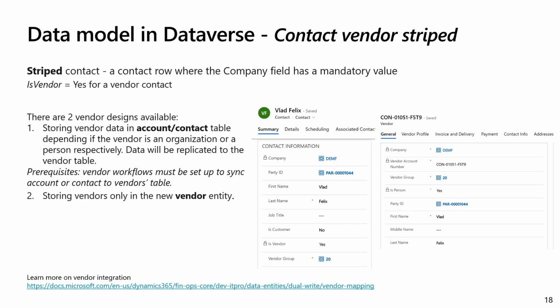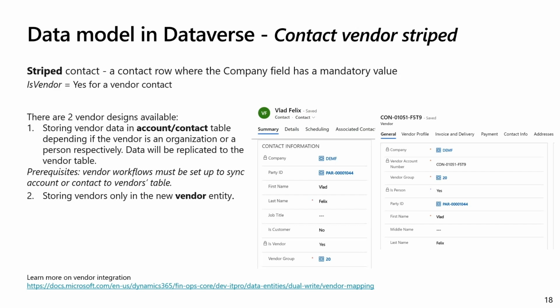Once the contact is saved, either with the is customer flag set to yes or is vendor set to yes, or both, these flags cannot be changed anymore, nor can the company field be updated anymore. It's good to mention that there are two vendor designs already available.